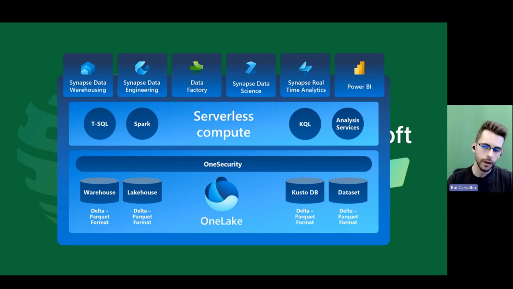OneLake works as a single, unified, logical data lake for the whole organization. OneLake comes automatically with every Microsoft Fabric tenant and is designed to be the single place for all your analytical data. Basically, in this way, the information is accessible for the entire organization, the entire tenant, and the goal is to centralize data, standardize information, avoid replication, and remove data silos in your organization from across different teams.